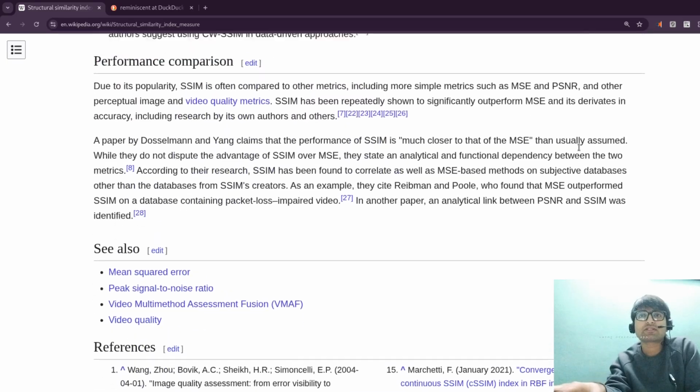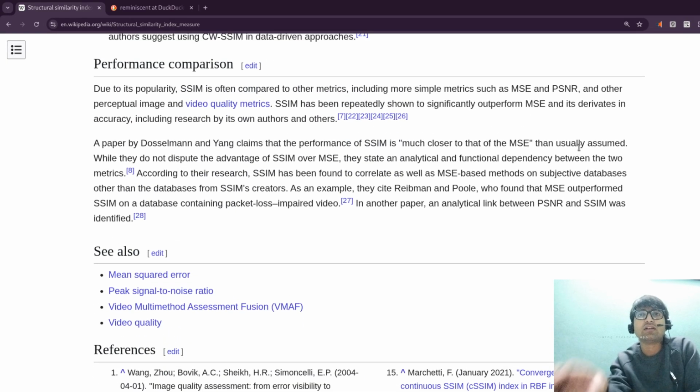Performance comparison: due to its popularity, SSIM is often compared to other metrics, including simpler metrics such as MSE, PSNR, and other perceptual image and video quality metrics. SSIM has been repeatedly shown to significantly outperform MSE and its derivatives in accuracy, including in research by its own author and others.